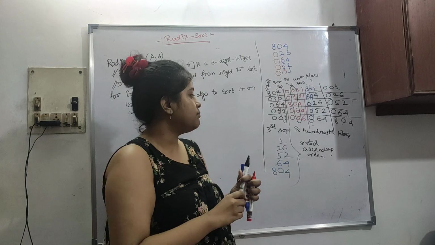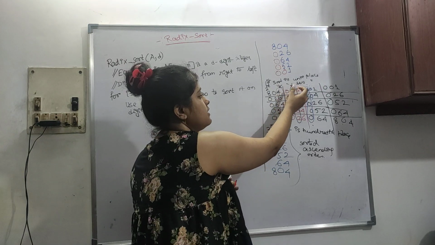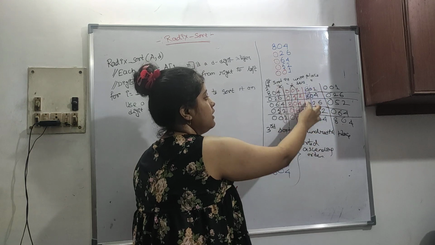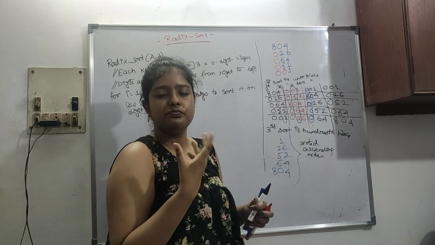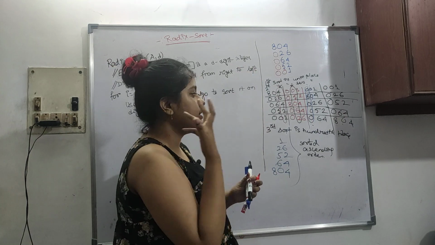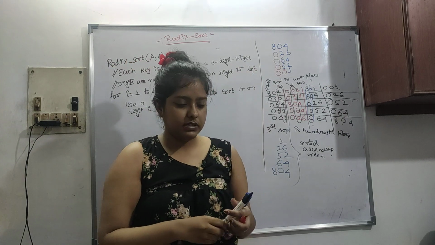Four or 5-digit numbers can be present. So after seeing the tens place, a new sorted order is coming. We have to check again the hundreds place. This is coming. We have 3-digit numbers maximum here, but 4 or 5-digit numbers can be present.